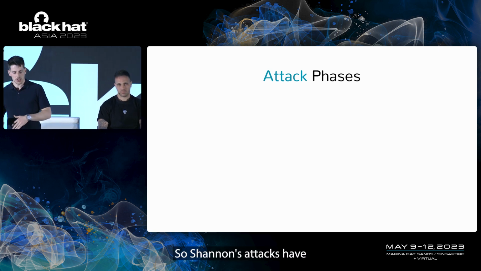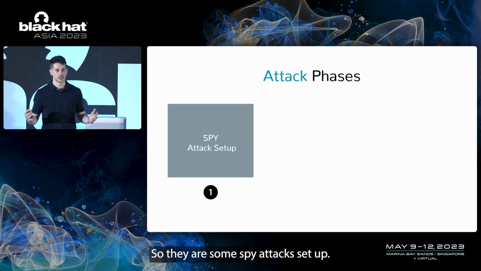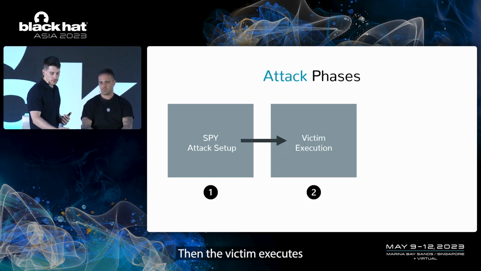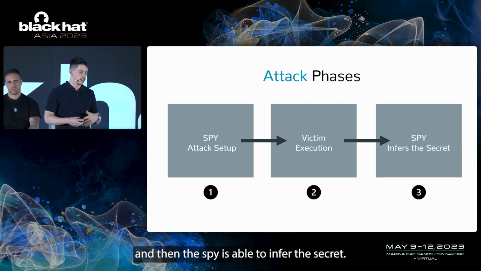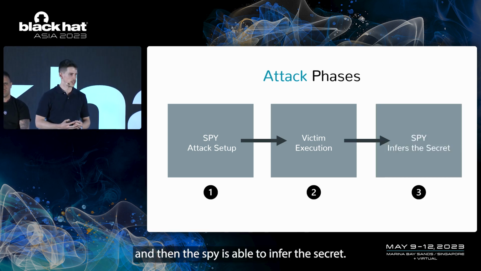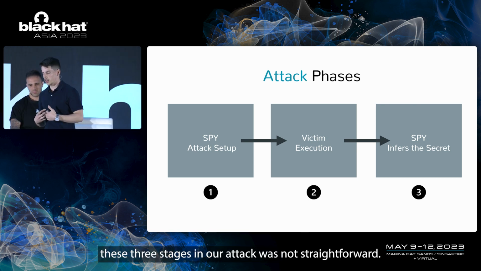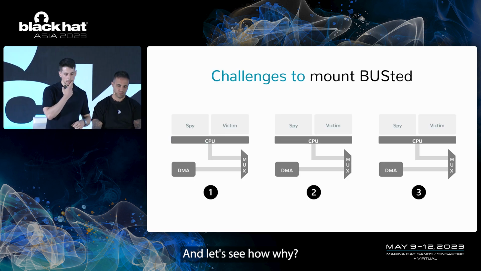Typically, side-channel attacks have 3 phases. There is some spy attack setup, then the victim executes, and then the spy is able to infer the secret. However, implementing these 3 stages in our attack was not straightforward. Let's see why.